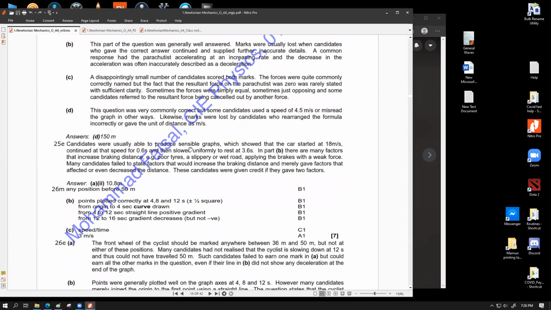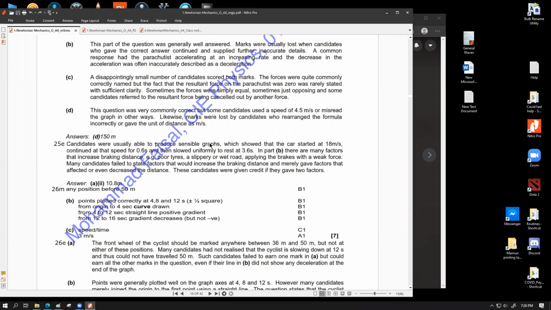Candidates were usually able to produce sensible graphs which showed that the car started at 18 meters per second, continued at that speed for 0.6 and then slowed uniformly to rest at 3.6 seconds. In part B, there are many factors that increase braking distance. Example: poor tires, slippery or wet road, applying the brake with a weak force. Many candidates failed to state factors that would increase the braking distance, and mainly stated factors that affected or even decreased the distance. These candidates were given credit if they gave two factors.